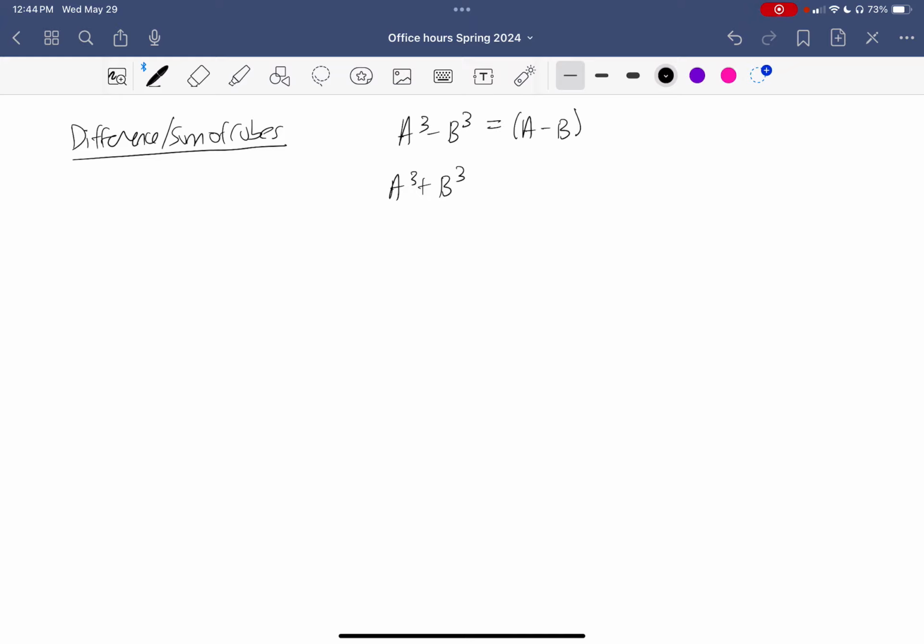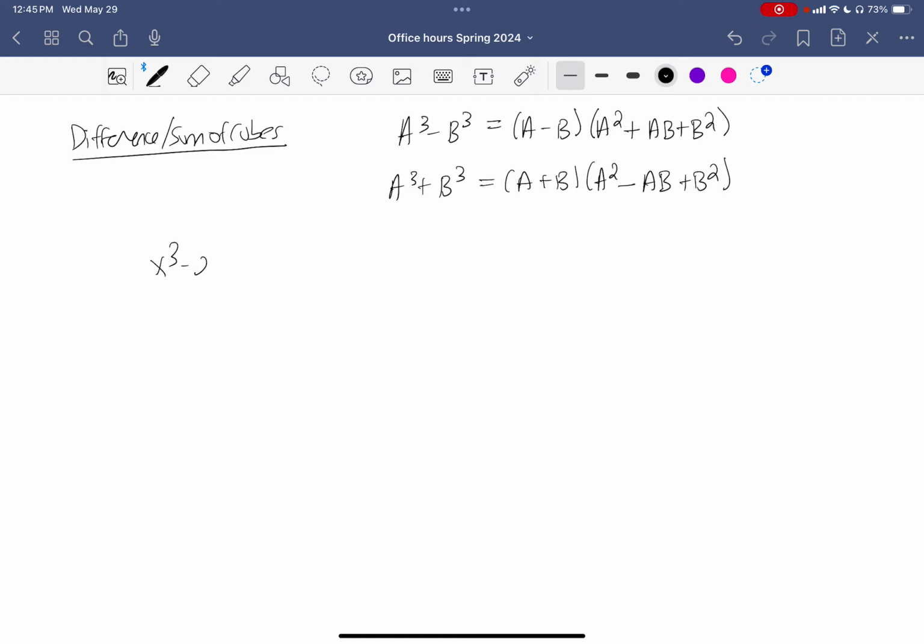The first term takes its sign from the original, so if it was a minus, it's still minus. If it was a plus, it's still plus. And I'm taking the cube root of each one. The second term is always derived from this: square the first term, change the sign, multiply a and b, square the b. Okay, these are quadratics, but they are quadratics that should never factor.